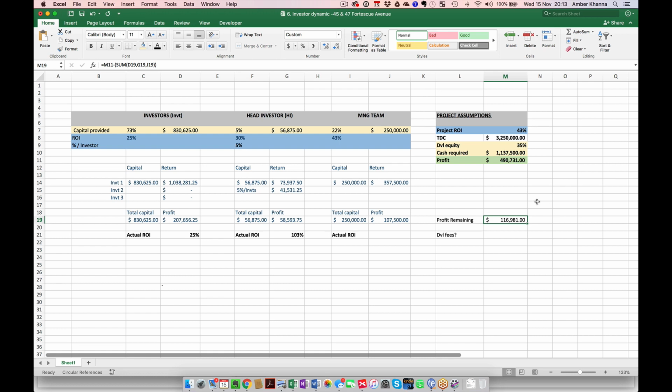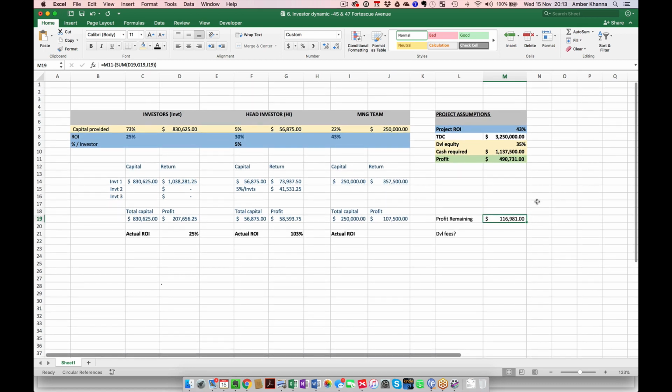But I can also move the percentages on the head investor. So tell me something. Actually, hang on one second. How are you going to give your investors a return, because your total profit is only 116,000? No, so this profit remaining is the profit remaining of the whole thing. So if you double click on the 116, you'll see the formula. It's actually all the profits that have been already paid to investors, minus the total profit of the project. That is what is remaining. So investors have been paid already.